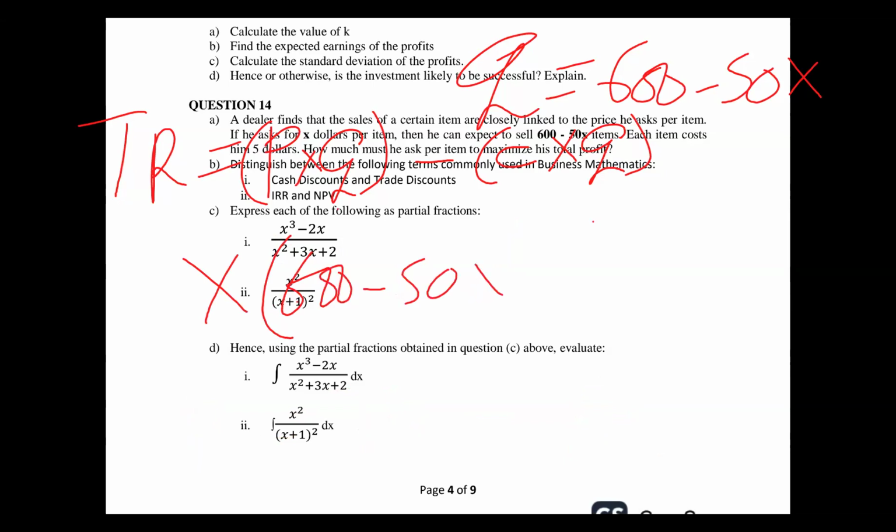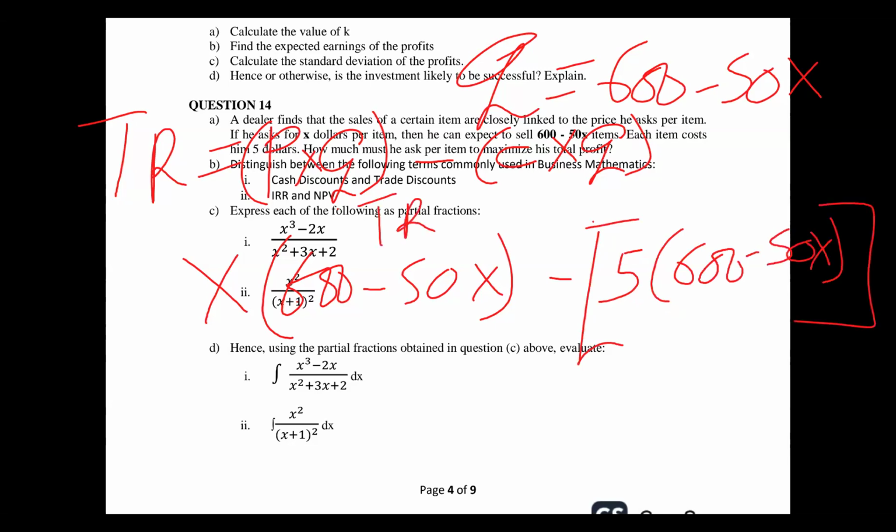Is that clear? Are we good up to here? That's the total revenue minus total cost. Our total cost is 5, the cost per unit, multiplied by the number of units. The number of units we're producing is 600 minus 50x. So this is total revenue minus the total costs. Is that clear? It will give us the profit. Are we good up to here?